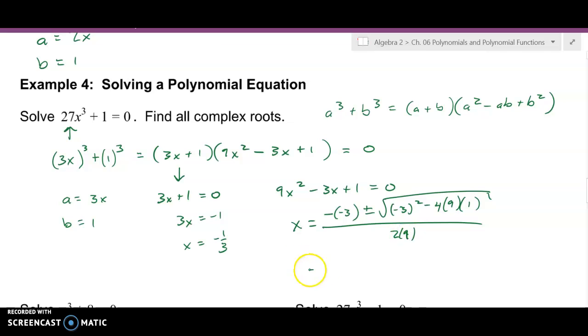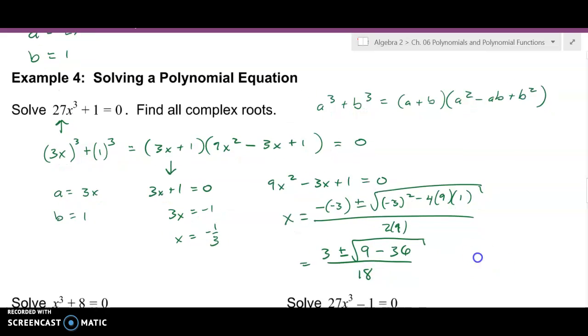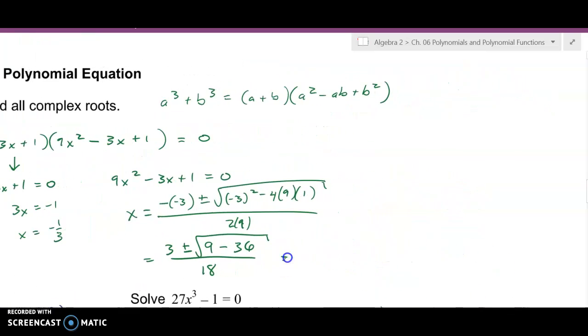That's a 9. So let's see, negative -3 is 3, plus or minus the square root of, all right, in there, I've got 9 minus 36, all over 18. Now I'm going to have to go sideways because I'm running out of space. So I got 3 plus or minus the square root of -27 over 18. So we're just going to call it 3 plus i root 27 over 18.